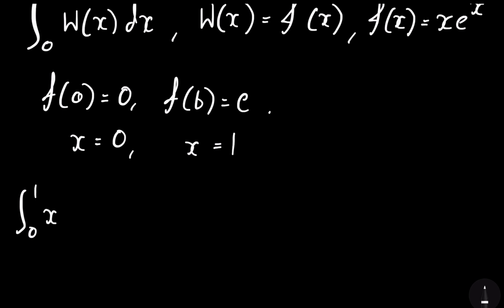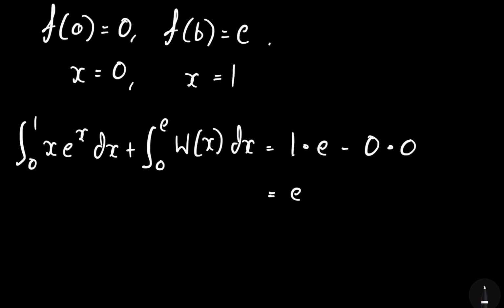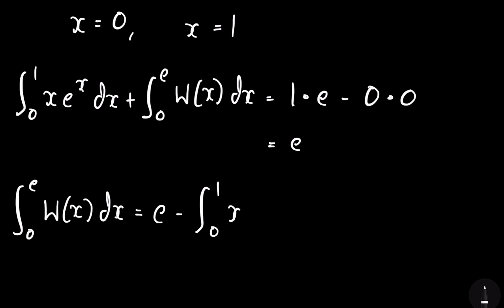We have from 0 to 1 the integral of x e to the x, plus from 0 to e the integral of the Lambert-W function, is equal to b f(b), well this is 1 times e, minus a f(a), which is 0 times 0. So now, if we want to solve our original integral, which is the Lambert-W function, we can move the other integral to the other side. So we have e minus the integral of x e to the x.